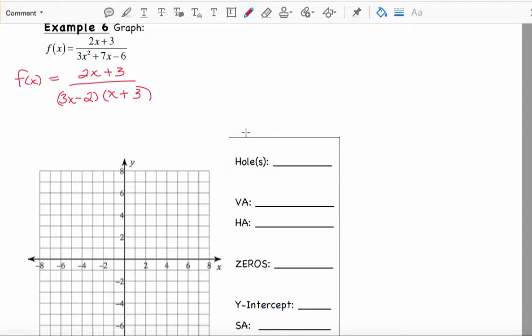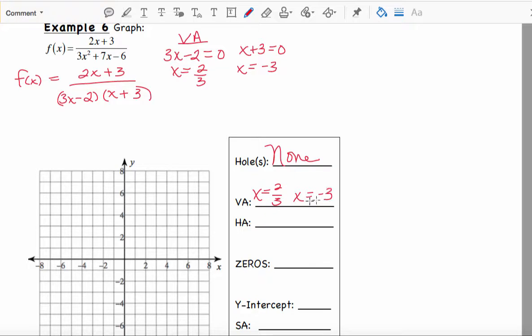And we don't have any holes because there are no common factors that are going to cancel out in our numerator and denominator. Our vertical asymptotes are the undefined points in our function, so we're going to take our denominator and set those factors equal to 0. And then we're going to add 2, divide by 3, and over here we'll subtract 3. So we have x is equal to 2/3 and x is equal to -3.